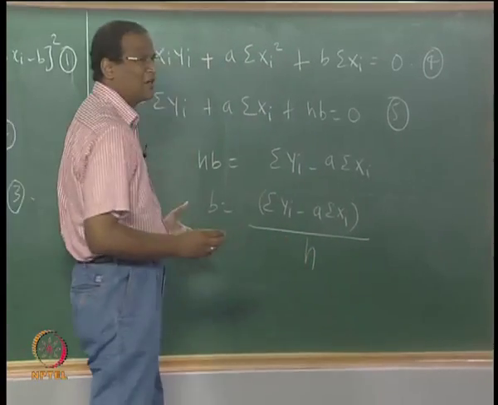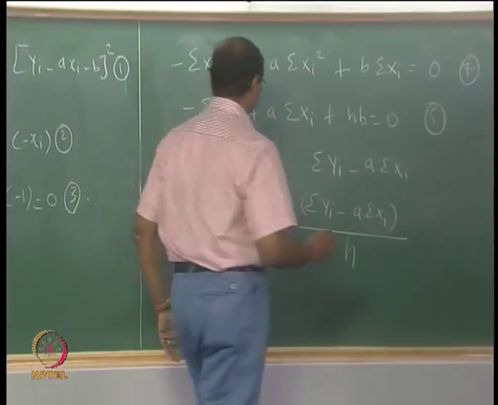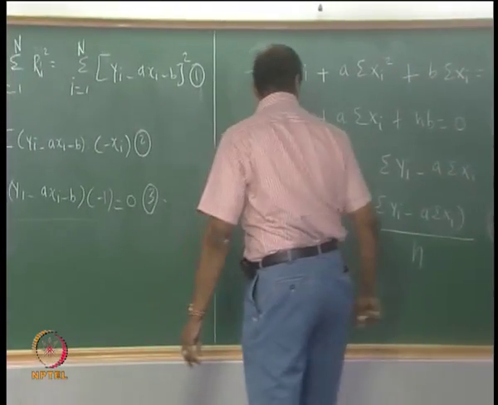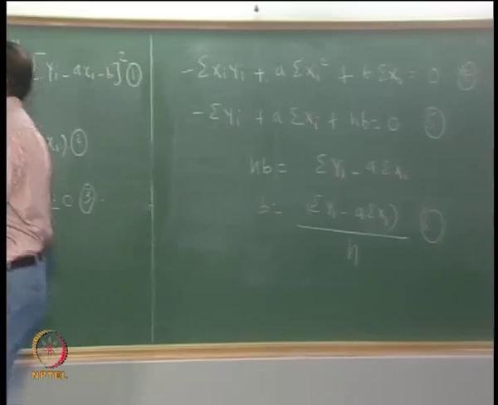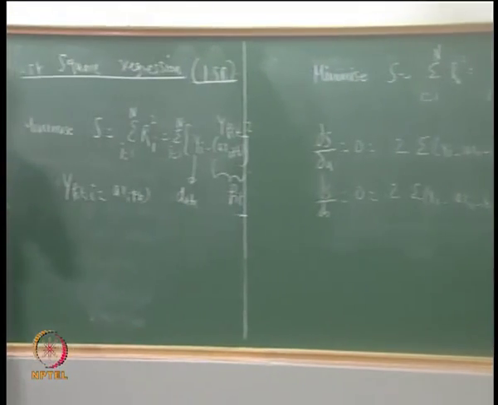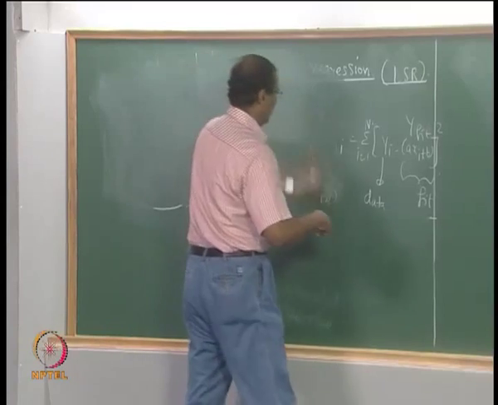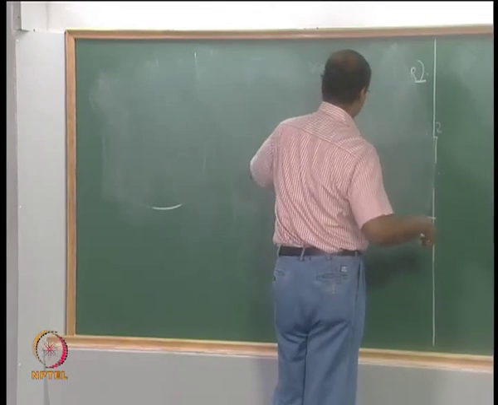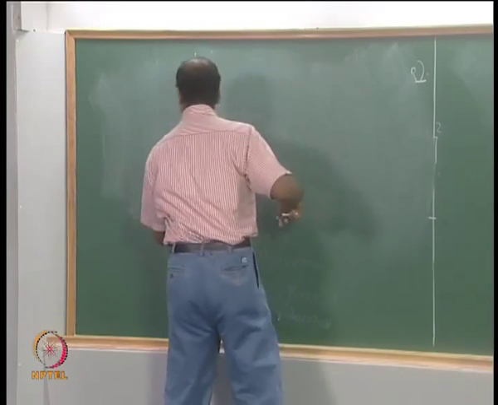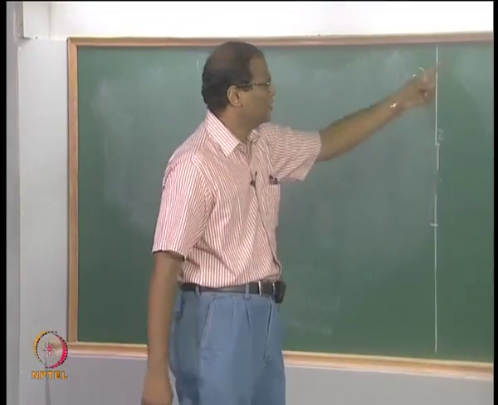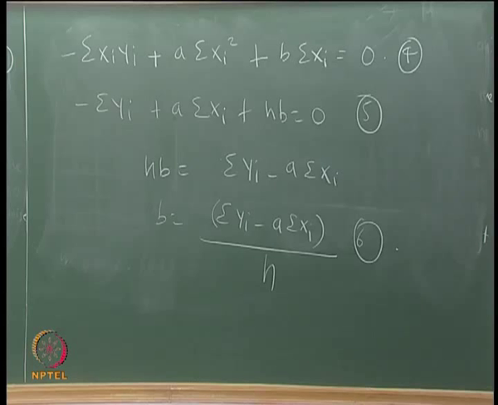But it's not very good because it has a. It's not fully done yet. So you can substitute for b in the first equation.